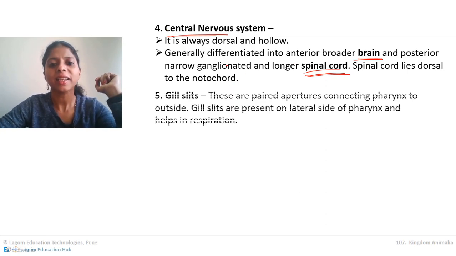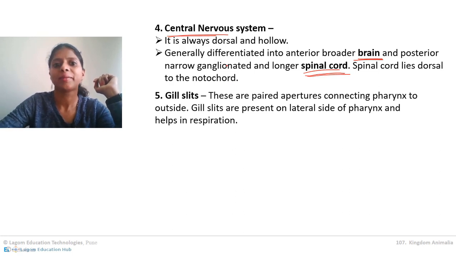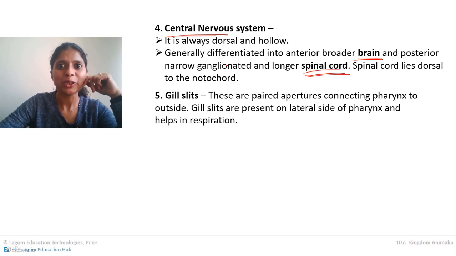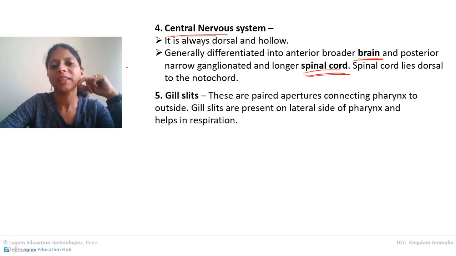Understanding? The next characteristic is the presence of gills. Now, as I told you, humans also come under chordates. Do we have gills? Do reptiles have gills? Does a lizard have gills?